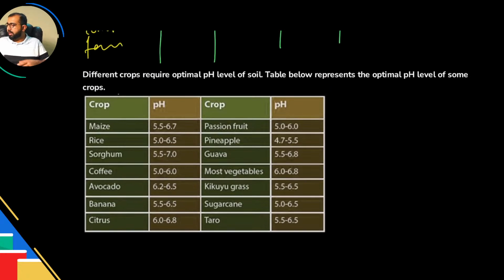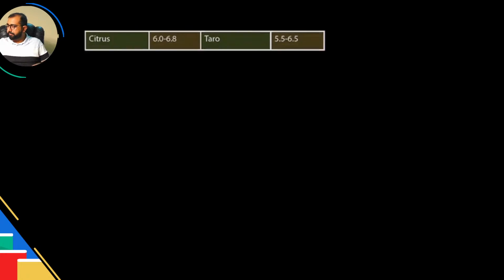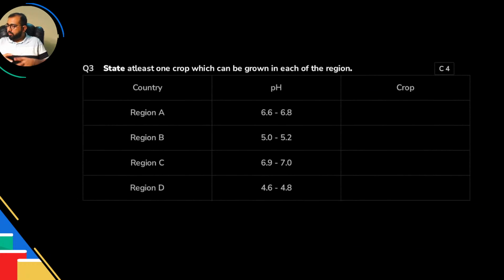Different crops require an optimal pH level of soil. The table below represents the optimal pH level of some crops. So we have that. That's our data. State at least one crop which can be grown in each of the regions. So region A, you have 6.6 to 6.8. So in 6.6 to 6.8, I guess we could draw multiple ones.